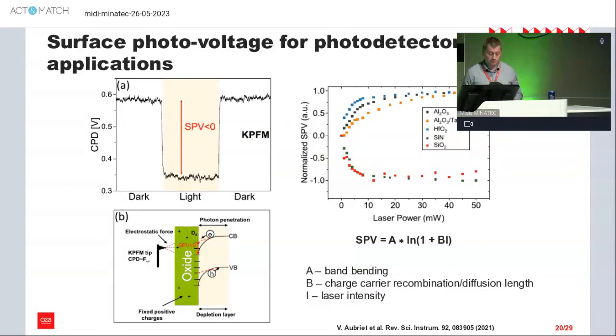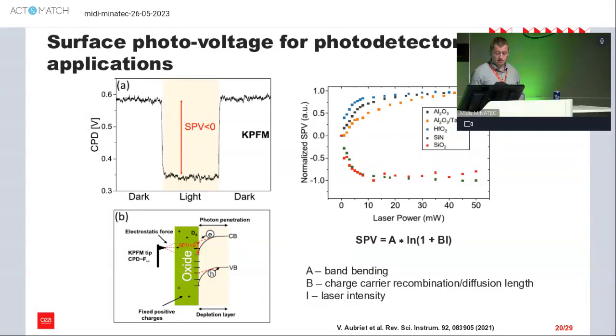This was done with the purpose of photodetectors application. And we can see here, for example, that when we put the sample under illumination, the contact potential difference, so SPV, is going to negative value. This is already meaning that electrons are going to the interface or to the surface. So we can have already this information.